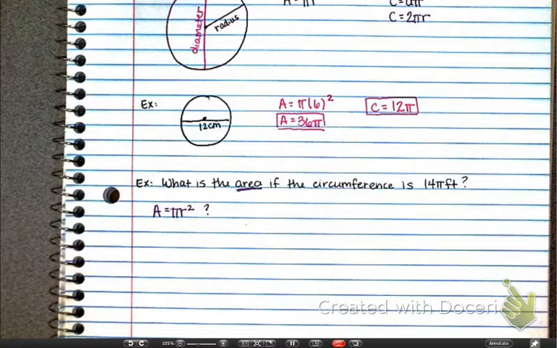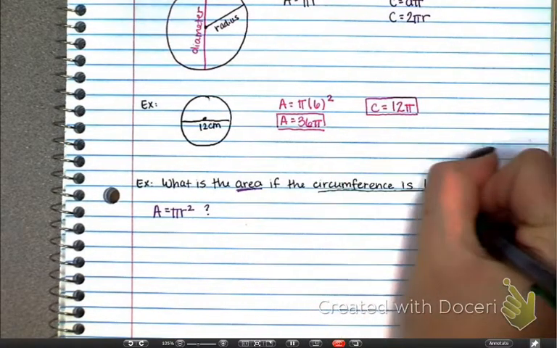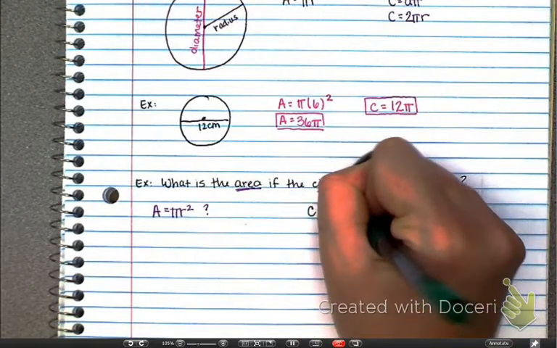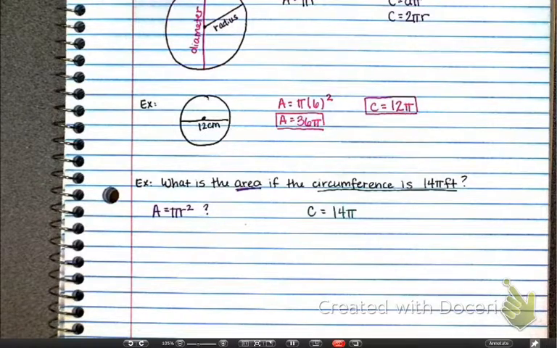But in order to find the area, what information do we need? I hope you said the radius. Okay, so we need the radius to find the area, but we don't have that information. What we're given is the circumference, so C equals 14 pi. So we're given the fact that C equals 14 pi, but I need to know the radius.